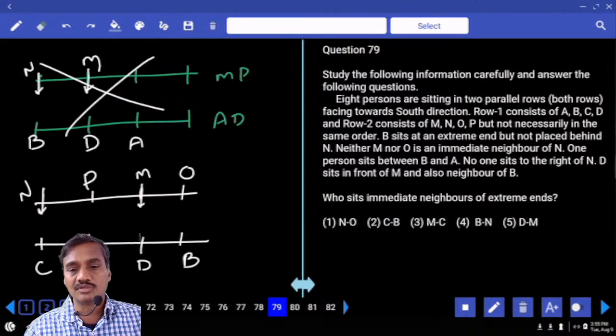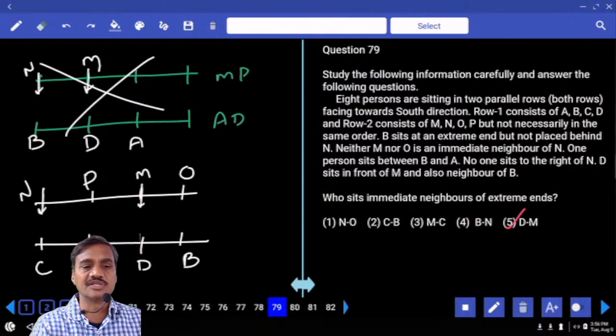Who sits as immediate neighbors at the extreme ends? The extreme ends are N and O, with immediate neighbors P and M, or A and D. Now, who sits as the immediate neighbors of the extreme ends? M, N and O. Can we have N and O? C and B? M and C? B and N? Next one, D and M. Yes, D and M, that is the choice.